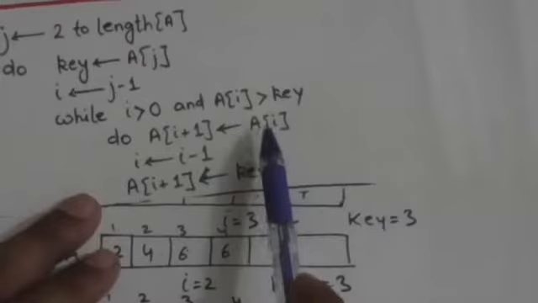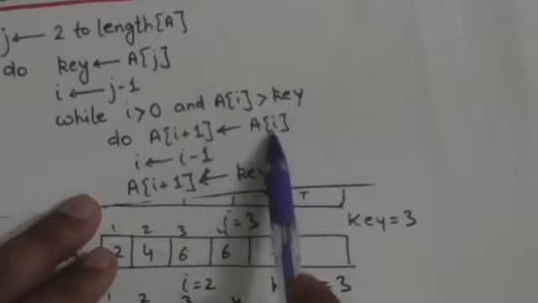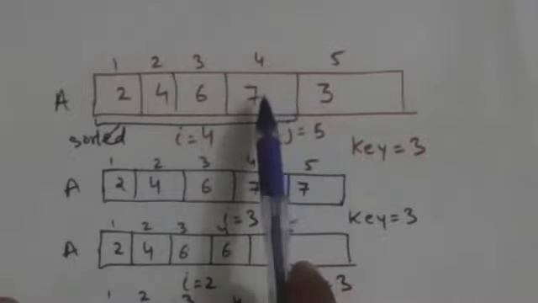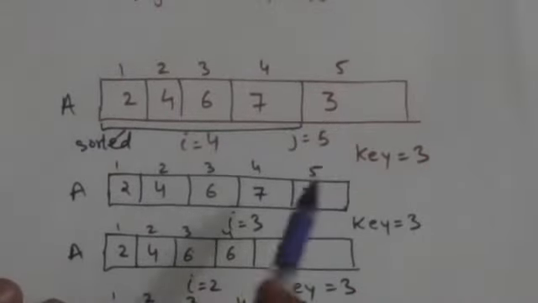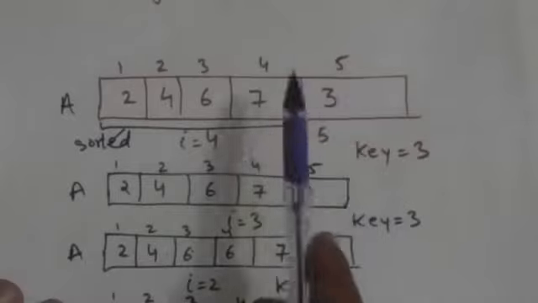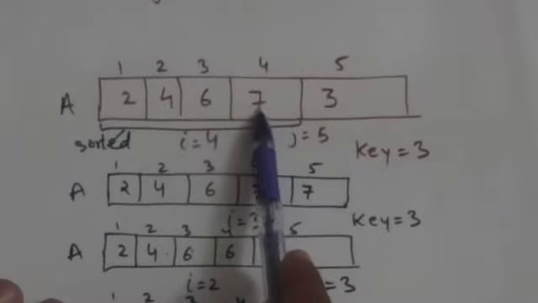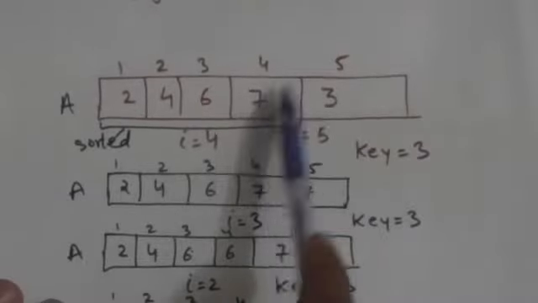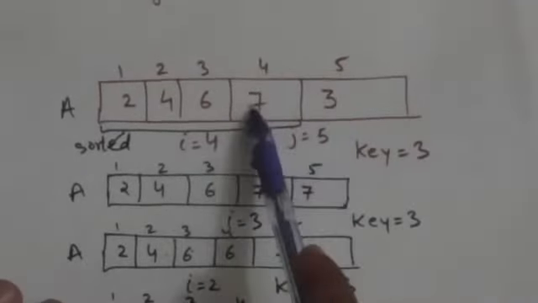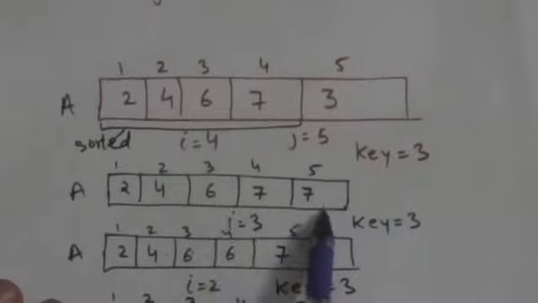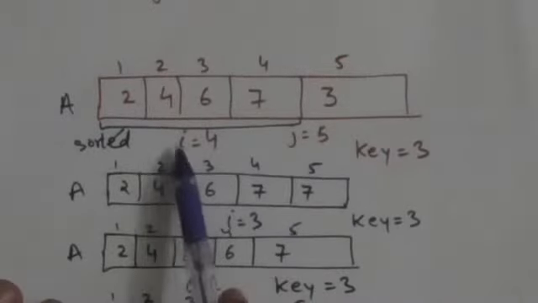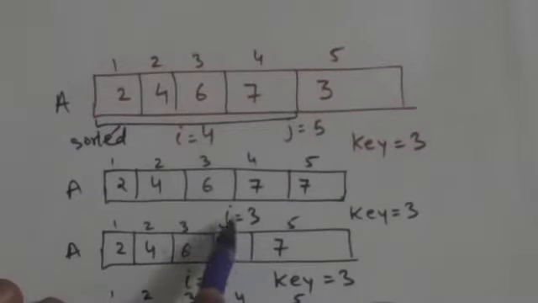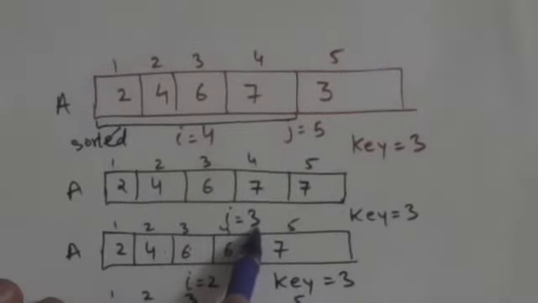We will shift the element which is stored at index I to one position right. We will shift the element which is stored at index 4 to one position right. So at index 5, this element 7 will also be stored. Now we will decrease the value of I by 1. Now the value of I has become 3.